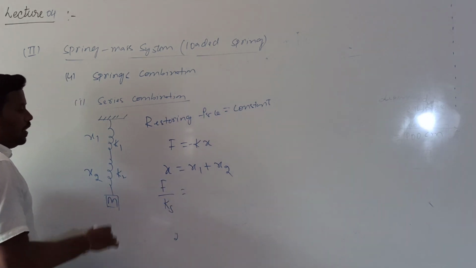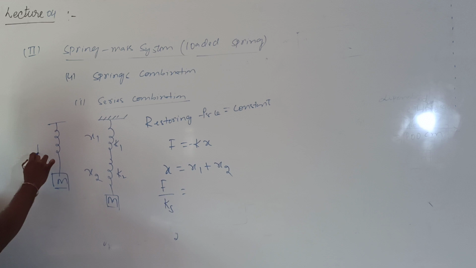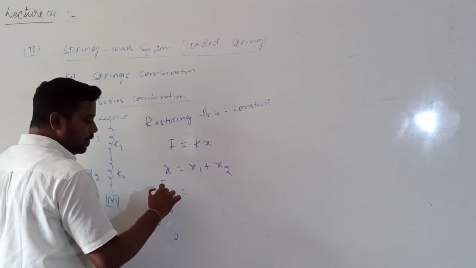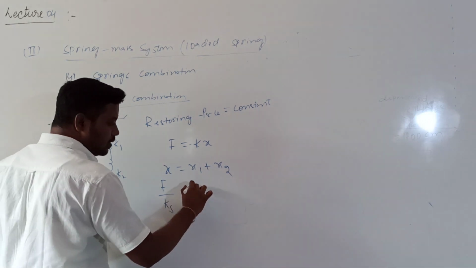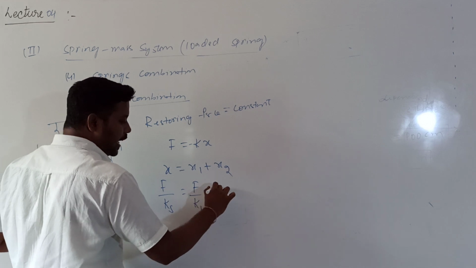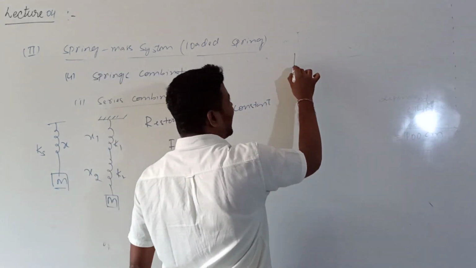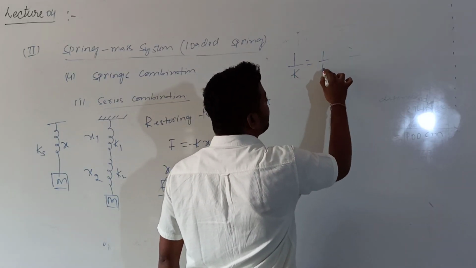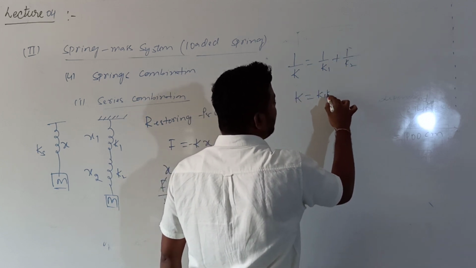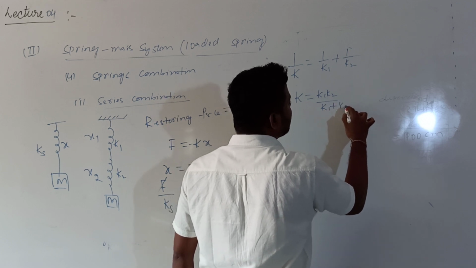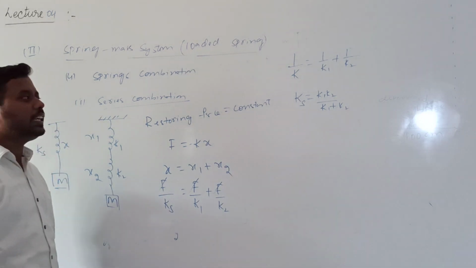For the equivalent, this combination can be replaced by a single spring of spring constant, call it Ks. Then F by Ks, where x is the total elongation, is equal to F by K1 plus F by K2. The restoring force is constant. Then directly I can also write 1 by K is equal to 1 by K1 plus 1 by K2, or otherwise K is equal to K1 into K2 divided by K1 plus K2. So I calculated the effective spring constant when two springs are connected in series.